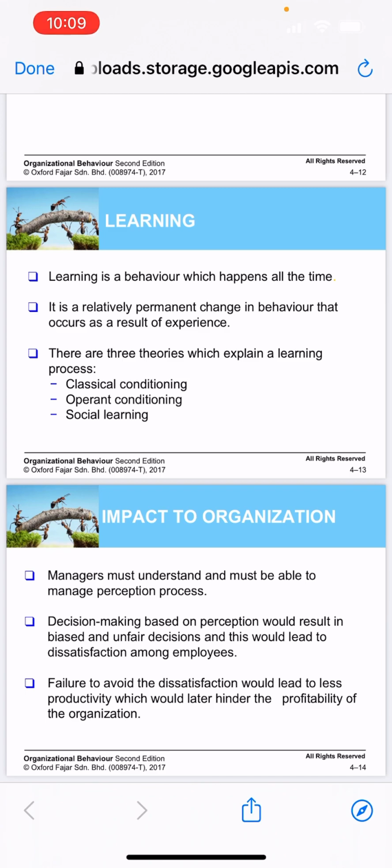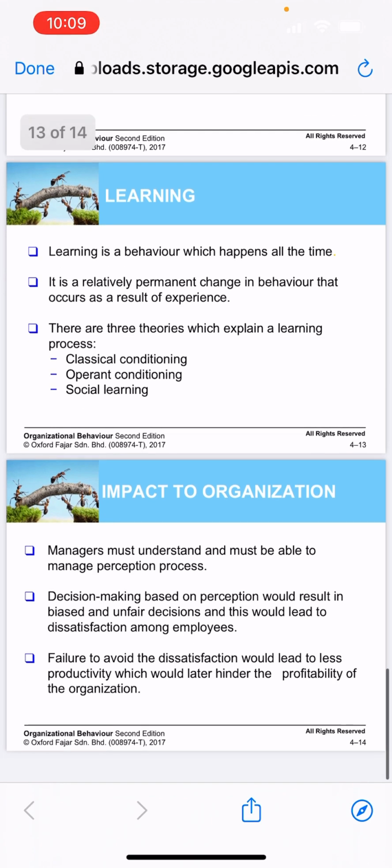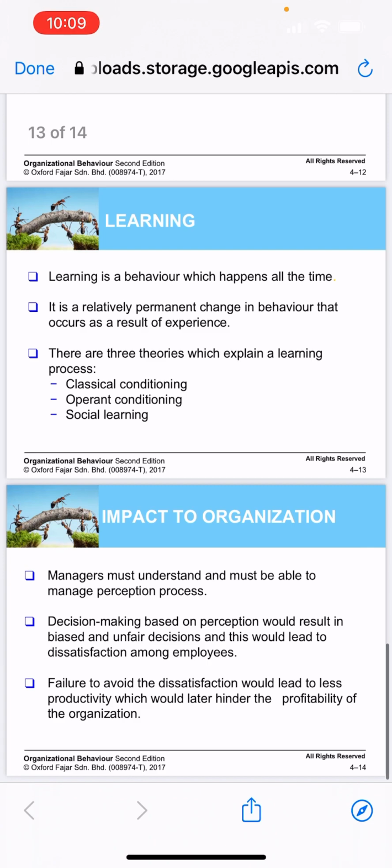In order to learn something, people pay attention to the features of the model behavior. We tend to be influenced by models that are attractive, important to us, or similar to us in our estimation. Next is retention process. Retention process refers to the influence of the model on us even though the model is no longer available.